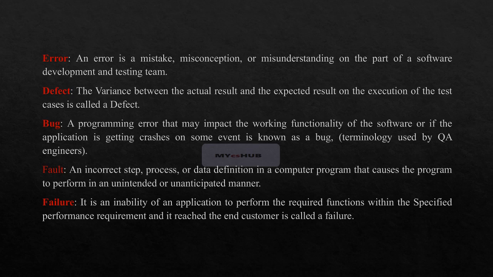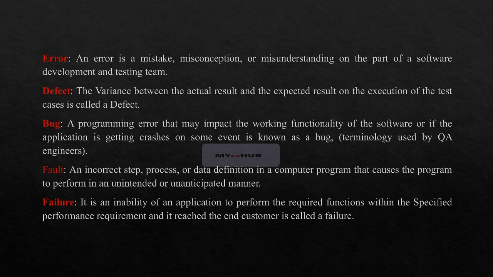Failure, it is an inability of an application to perform the required function within the specified performance requirement, and it reached the end customer, is called a failure. So defect and bug are the same thing. Defect is generally used by the dev team as a term, and bug is used by the QA team.